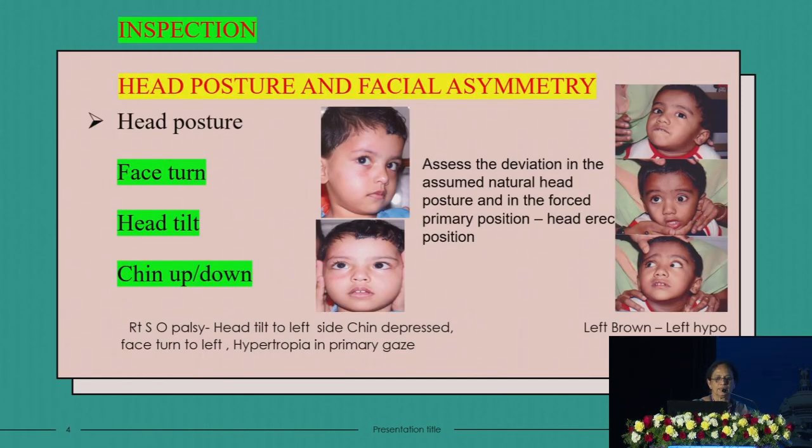See, when you inspect a child, look at the head posture. Abnormal head posture has got 3 components, remember. It has got a face turn, head tilt towards the right or left, or chin up and down. See this child. The first child has got a face turn and a chin position. This child has got a chin up position. So when a child comes with abnormal head posture, you have to assess the child in the assumed natural position and also keep the head straight. Keep the head straight and assess the squint again.